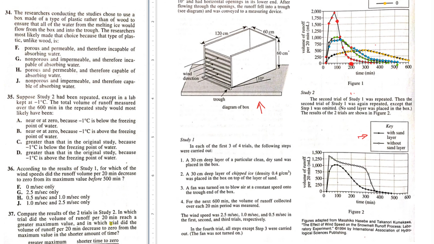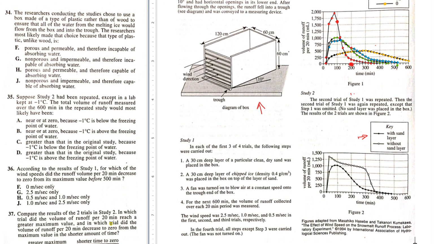After flowing through the openings, the runoff fell into a trough and was conveyed to a measuring device. Okay, easy enough. Study 1: in each of the first 3 or 4 trials, the following steps were carried out. 1, a 30 centimeter deep layer of sand was placed in the box. 2, 30 centimeters of ice was put on top of it. 3, a fan was turned on to blow air at a constant speed. 4, for the next 600 minutes, the volume of runoff collected over each 20-minute period was measured. The wind speed was 2.5, 1.0 and 0.5 meters per second in the first, second and third trials respectively.